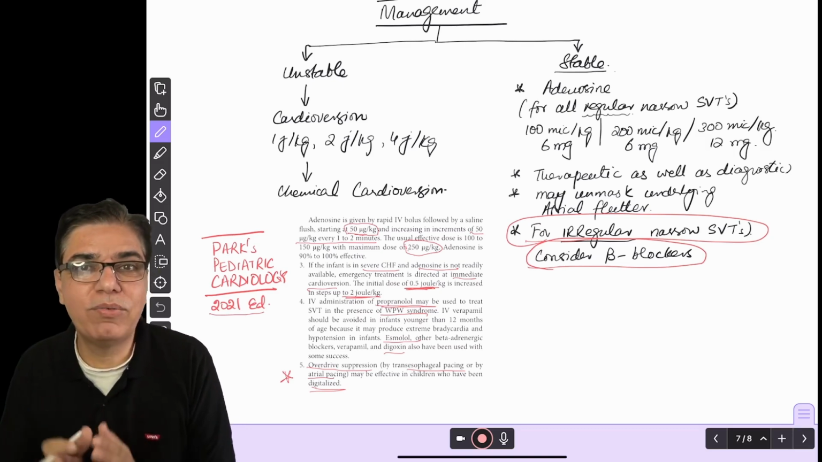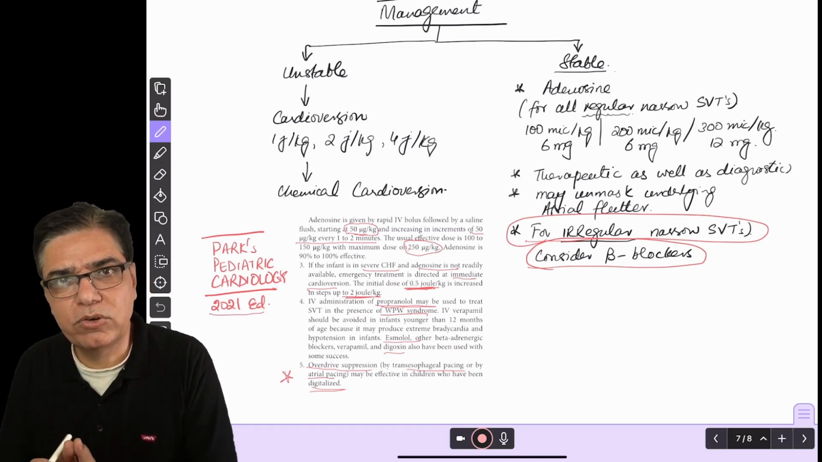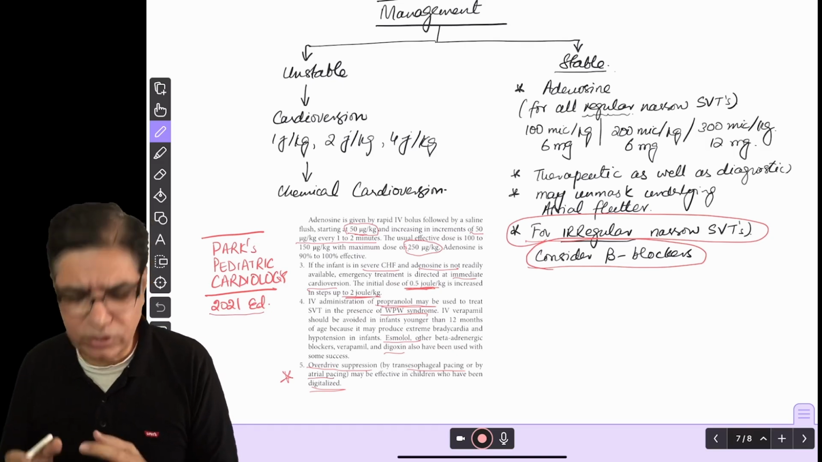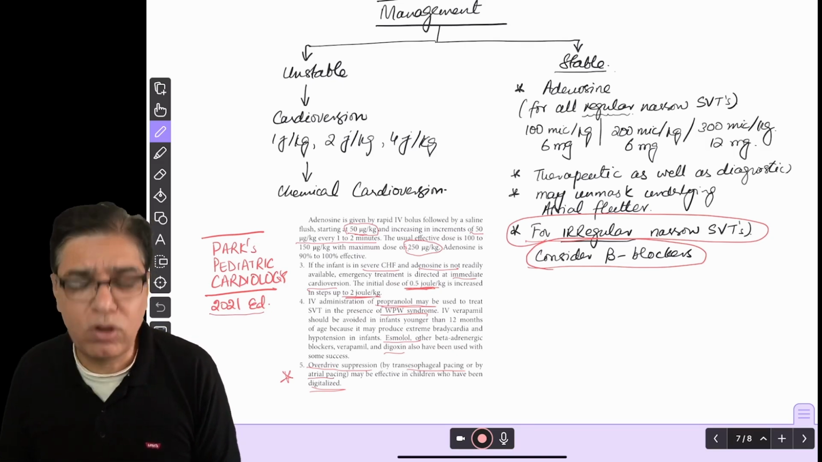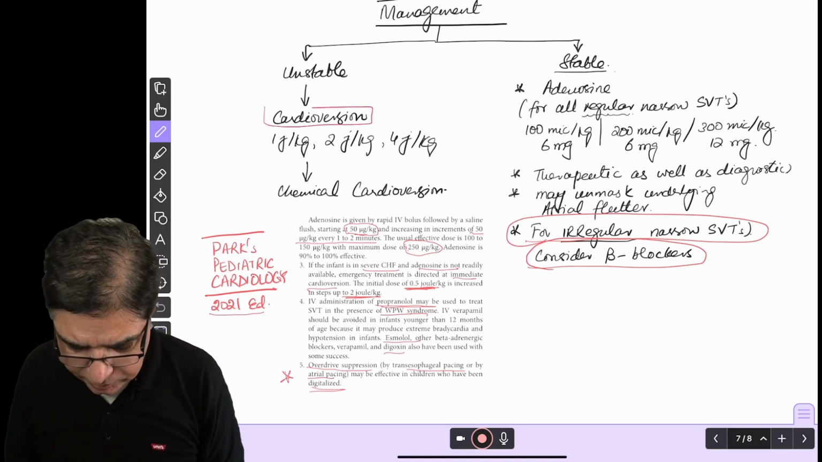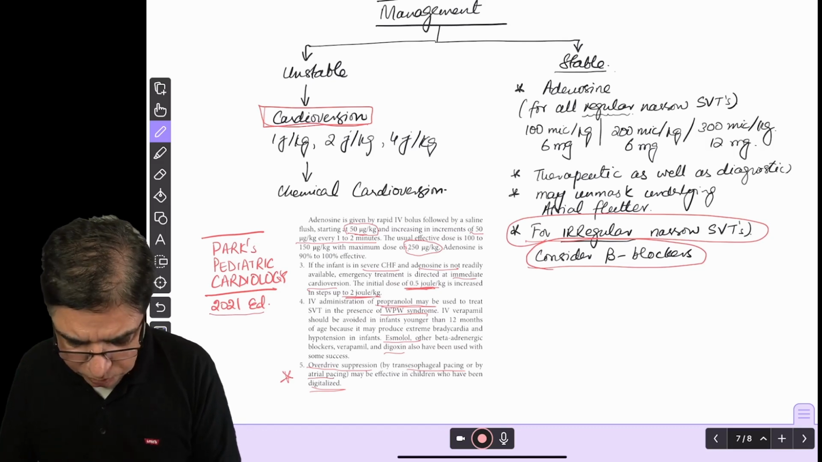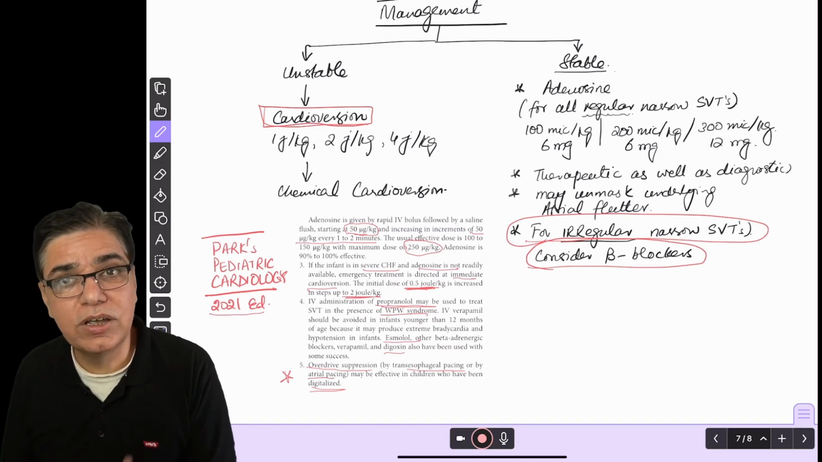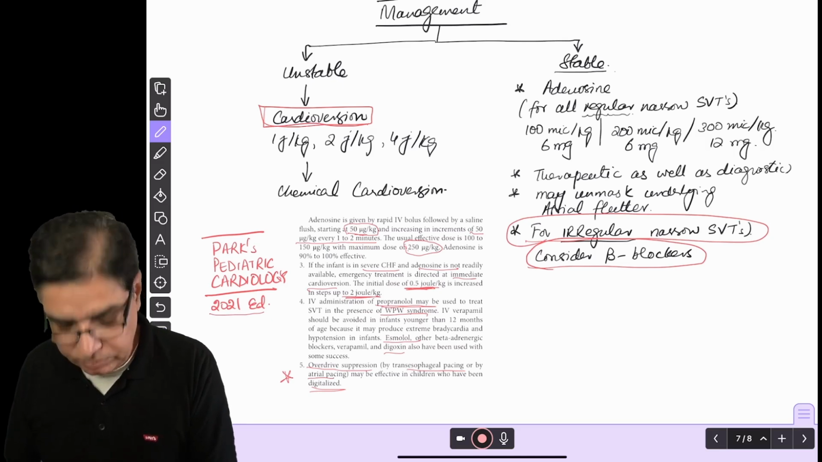PALS divides the specific management according to whether the child is unstable or stable. If the child is unstable, in shock, unconscious or hemodynamically unstable, the PALS or APLS algorithms talk about electric cardioversion. They say you have to start with 1 joule per kg. This is synchronized cardioversion, 1 joule per kg.